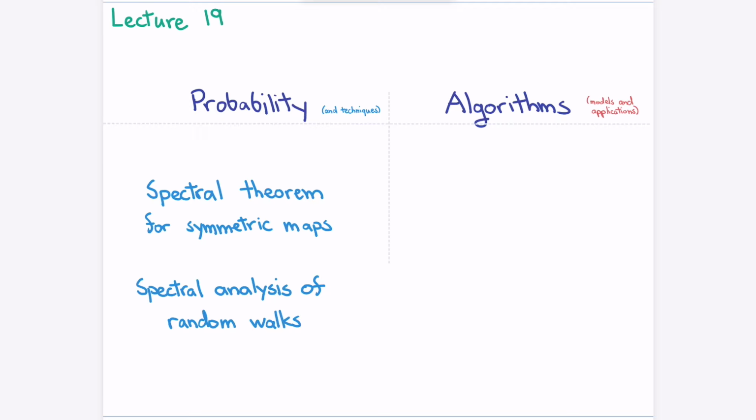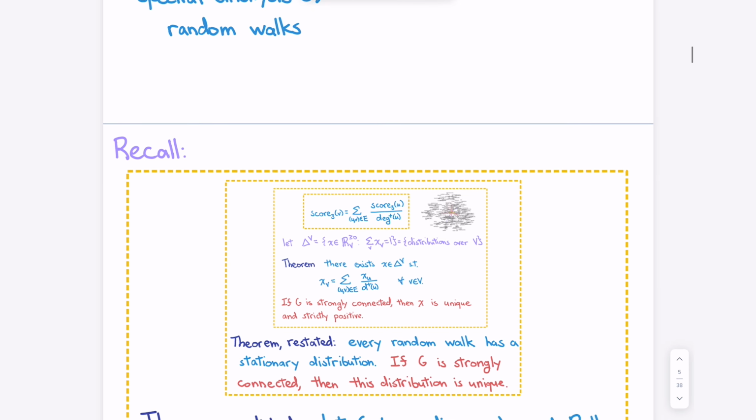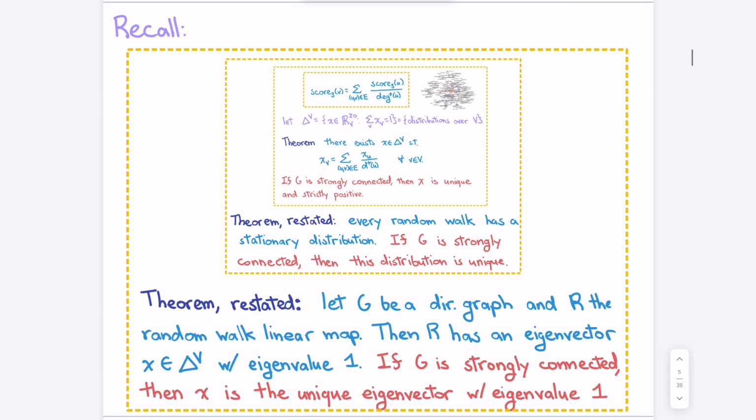Okay, so today we're going to talk about the spectral theorem for symmetric matrices, and then we're going to use that to discuss random walks and get more refined theorems, much more detailed and informative than what we did last Tuesday, which was just the existence of a stationary distribution. Okay, so a few lectures ago, we proved this, right?